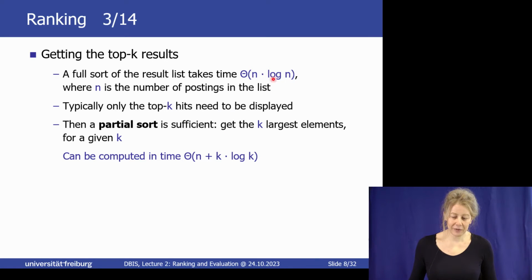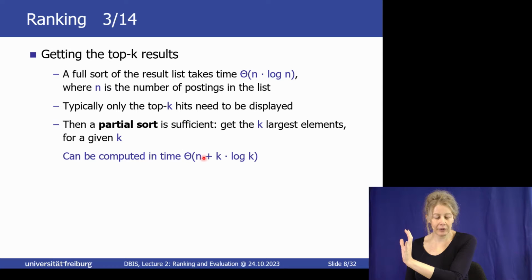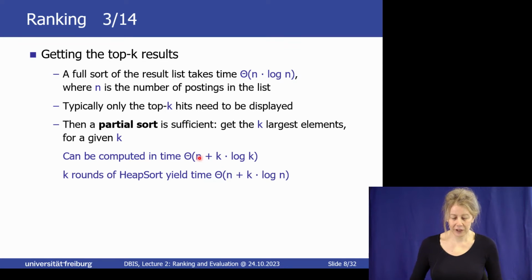N log n is a lot when n is large. This is n, so you have to look at all the elements once. Then you have k log k, which is very small. So it's essentially linear. For those who are interested, I'm just mentioning this on the side: you can do it with k rounds of heap sort, which uses a binary heap. You learn that in algorithms and data structures.